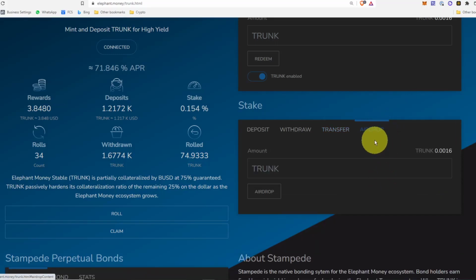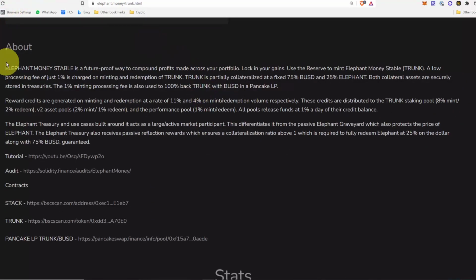And lastly, there's an airdrop tab just in case you want to reward the community by entering some amount of trunk to airdrop, and then everybody in the staking pool will get their staked percent of the amount of trunk that you send out. So before we look at the stats, we'll just read more about trunk itself.